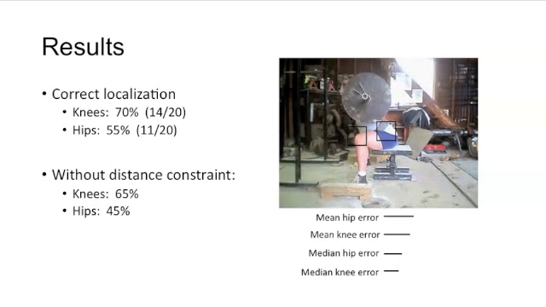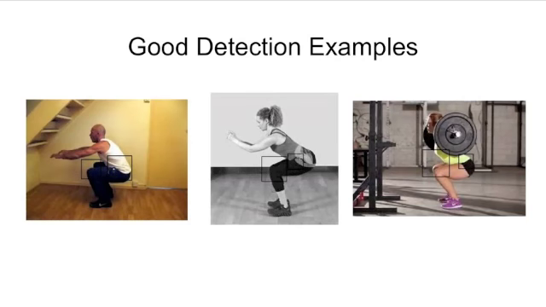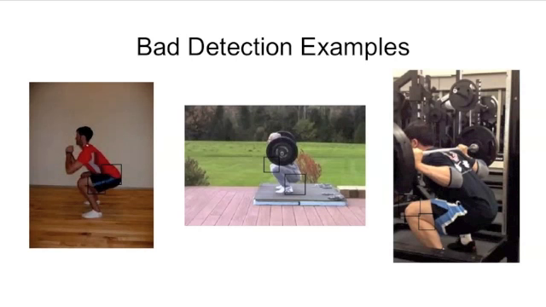On the right is one of the images that was localized correctly. And here are a couple more examples where the algorithm performed well. And lastly, here's a couple examples where the algorithm struggled a bit. In each case, either the knee or the hip was localized incorrectly.